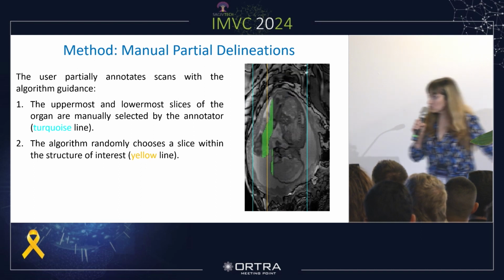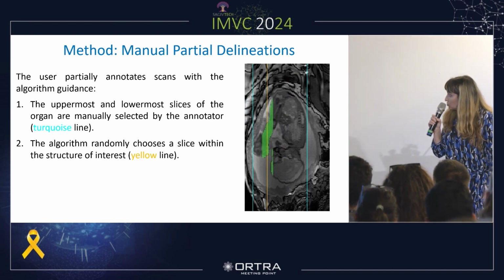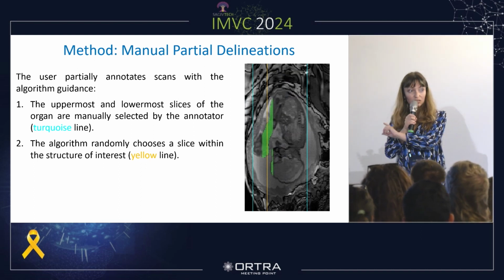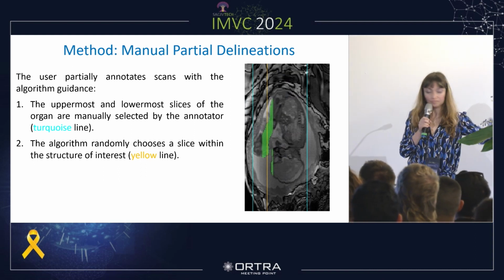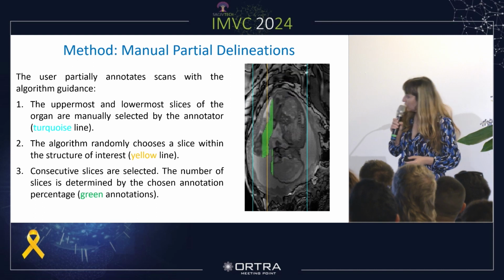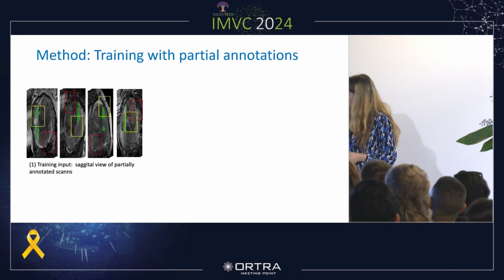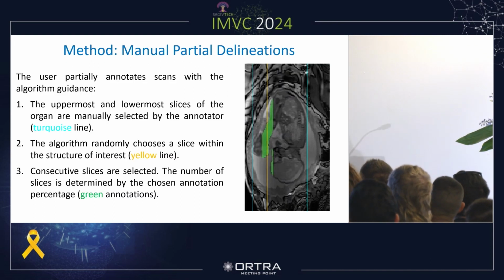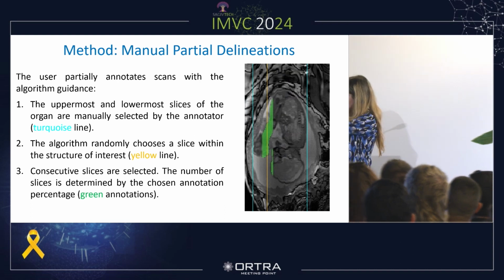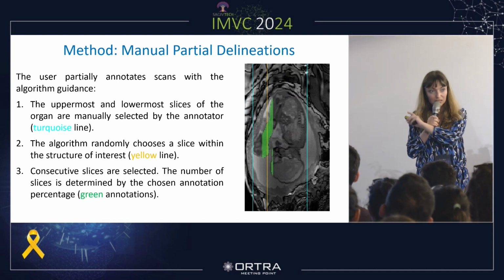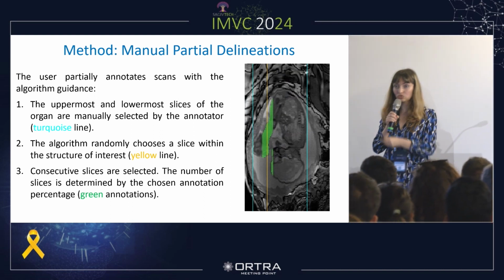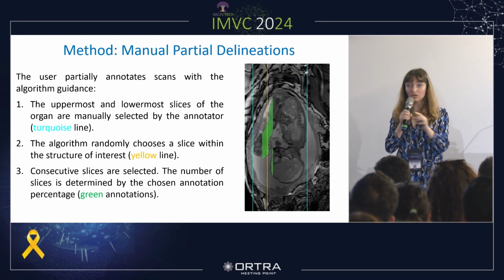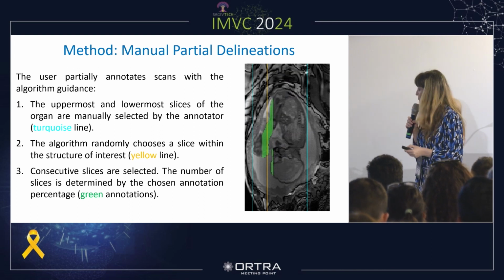Okay, so how do we do the annotations? First the user clicks the uppermost and the lowermost slice of the structure of interest. And then the system automatically selects, you can see here the vertical yellow line, the slice that was selected, and the user needs to perform the annotations around this plane.